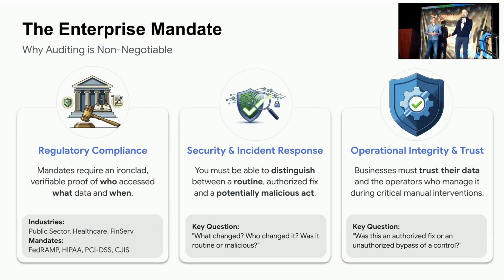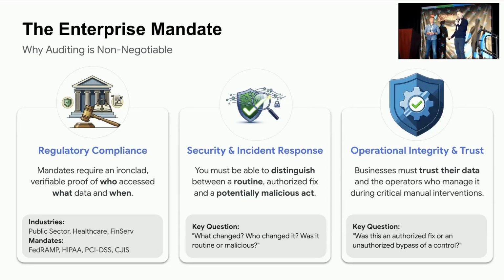The second one is security and incident response. Let's imagine a situation where the pipeline breaks, or even worse, there is a security incident. Usually the first questions that everyone asks are what happened, who did it, and when they did it. And our large enterprise customers must be able to answer the question whether that was a result of a routine fix of an on-call engineer or whether that was a malicious act or potential attack.